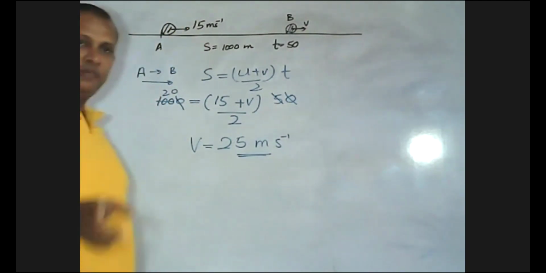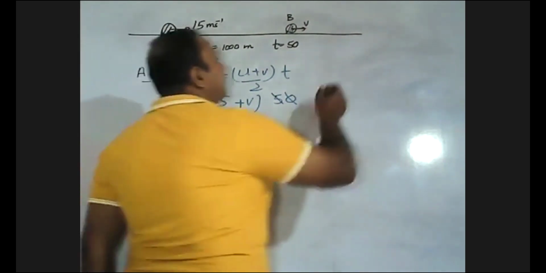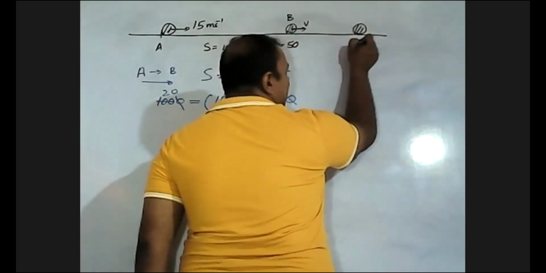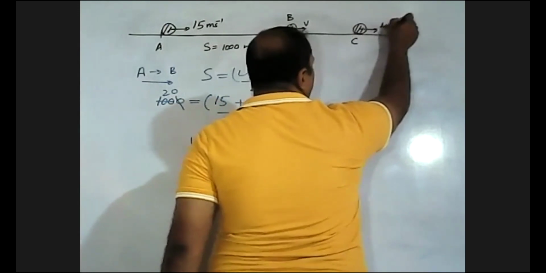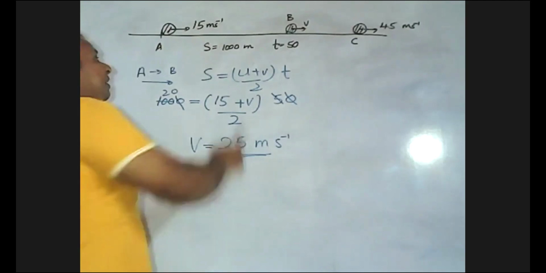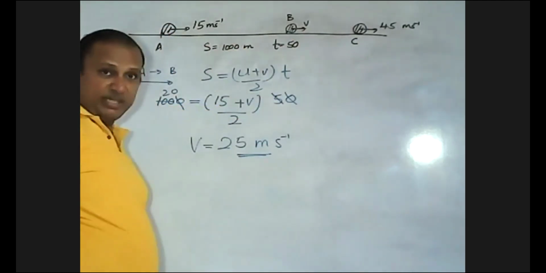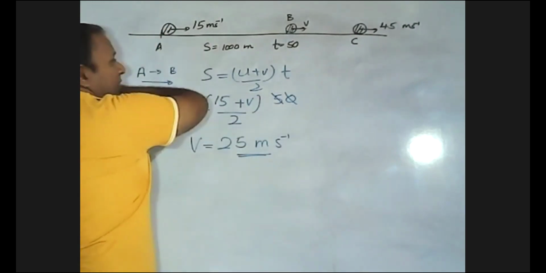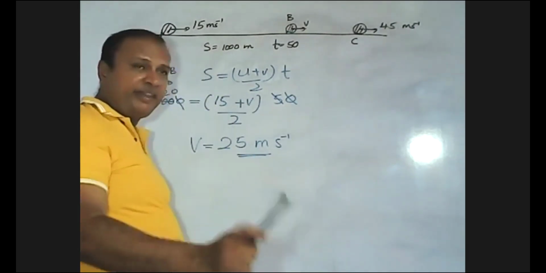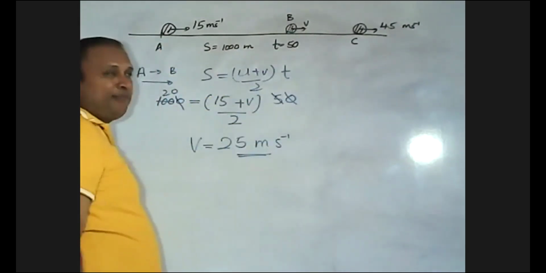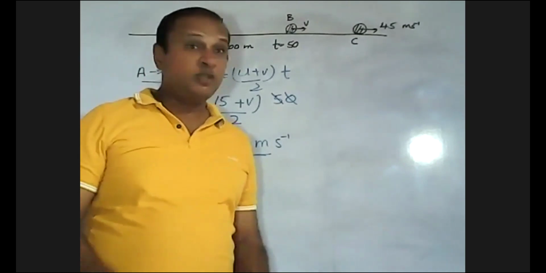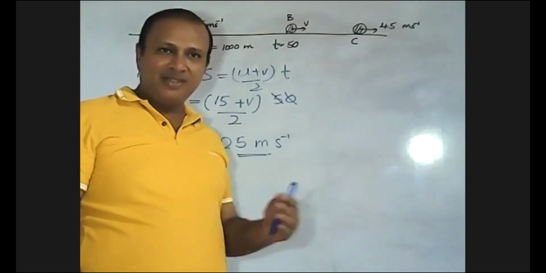So according to that question, the car is passing a bridge with a velocity of 45 m s^-1. We need to find the distance from A to C. We have to assume the car is moving with a constant acceleration throughout the journey. That means from A to C, you can directly use equations of linear motion, because the acceleration is constant throughout the journey.